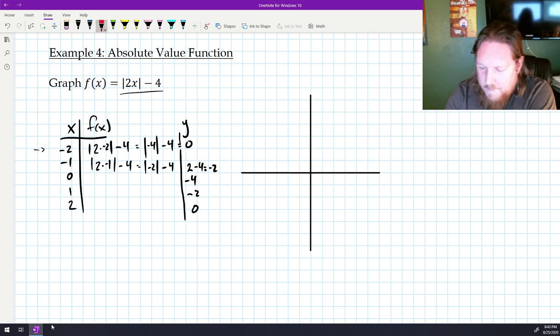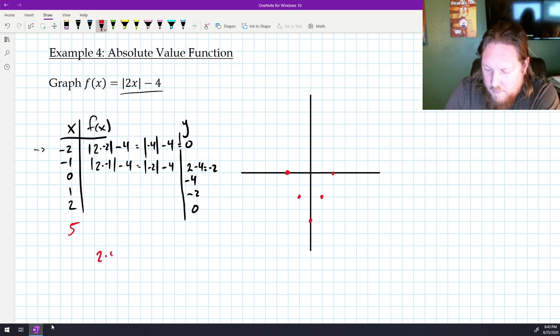Let's draw it in red. For negative 2, we have 0. For negative 1, we have negative 2. And for 0, we have negative 4. And there's the rest of my V. Let's say we plug in 5 here just so we have a point a little bit further out. 2 times 5, absolute value, minus 4 is absolute value of 10 minus 4, or 6.